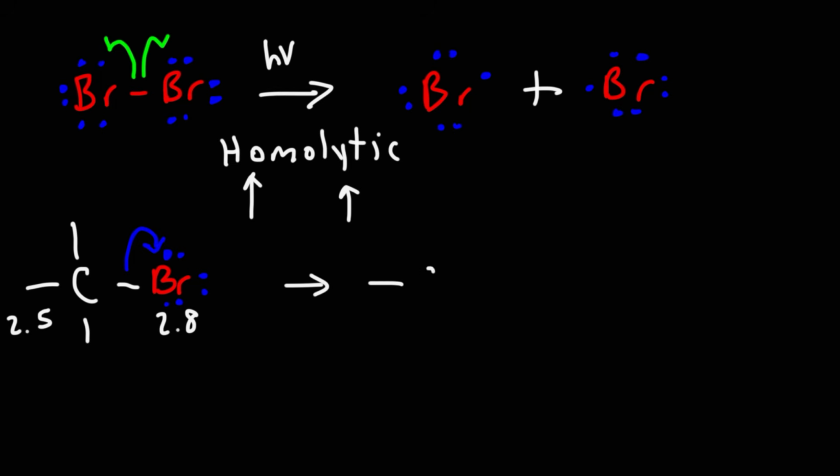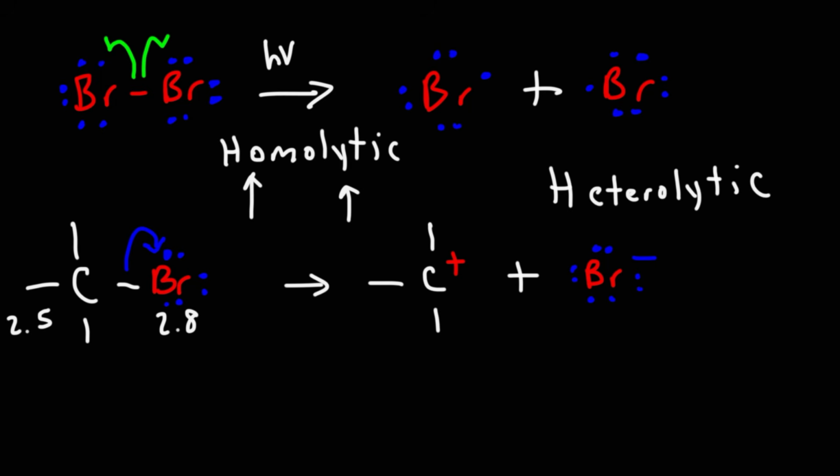And what we're going to get is a carbocation with an empty p orbital, and we're going to get a bromide ion with 8 valence electrons. So that is an example of a heterolytic bond cleavage. The prefix hetero means different. So carbon didn't get any electrons when that bond broke. Bromine got both of the electrons.